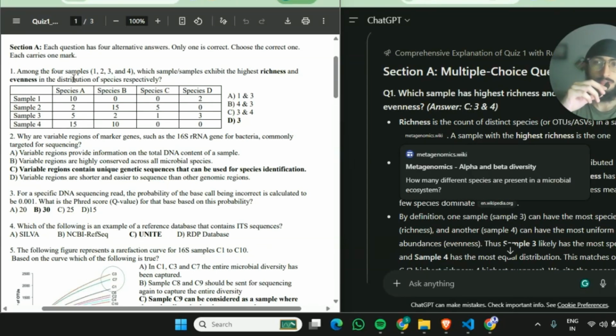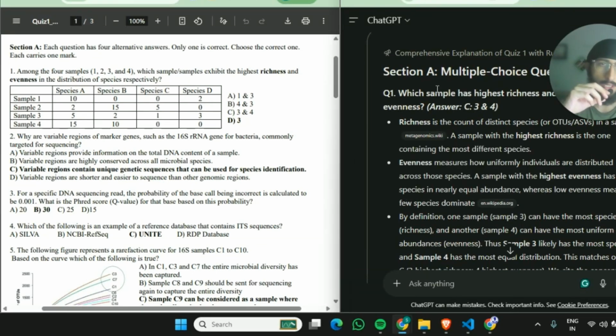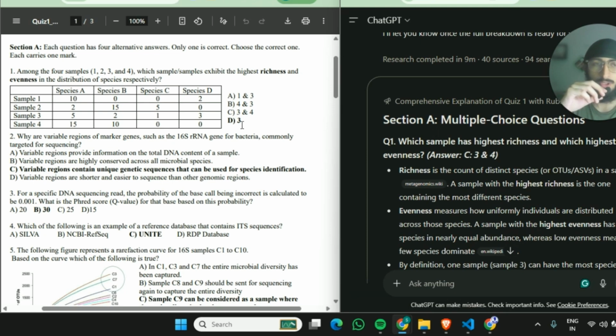So now going over some questions on computing for medicine, right? Firstly, we have the multiple choice questions. I've opened the GPT tab on the right and the questions for this quiz on the left. So we'll go through each question in depth, right? Section A, we have only one correct option.